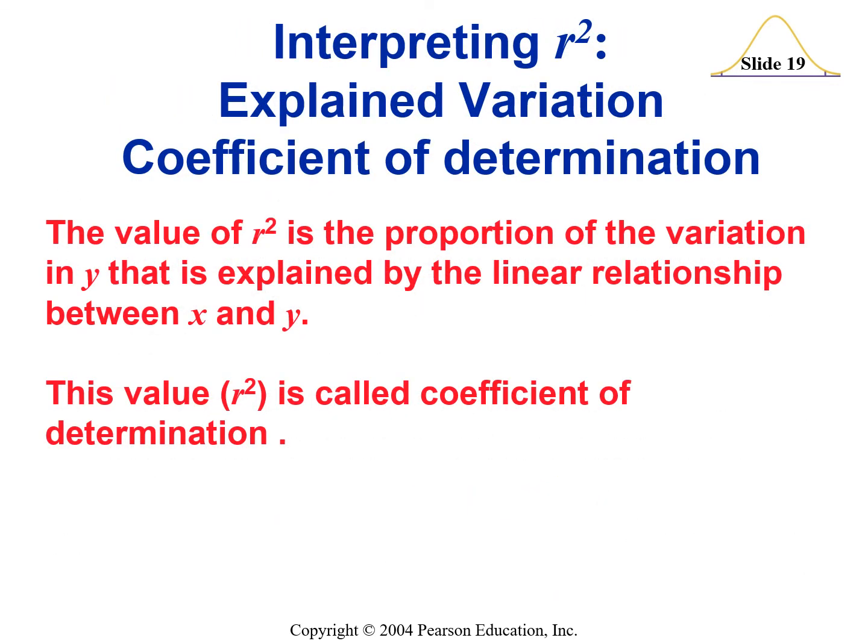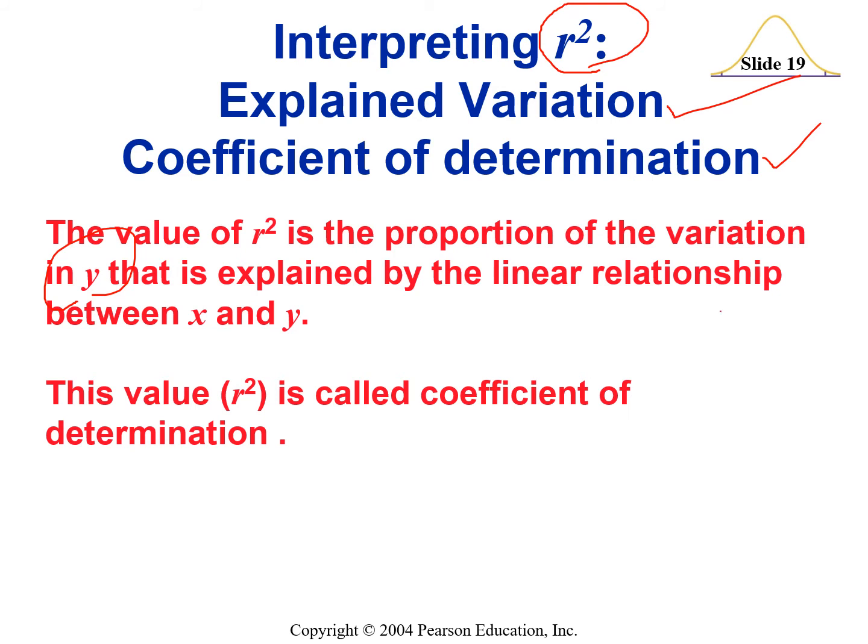Here we have R square. When squaring the value of R, we have R square. In statistics, R square is called explained variation, or coefficient of determination. The value of R square is the proportion of the variation in y, the dependent variable, that is explained by the linear relationship between x and y. Or we can say it is the proportion of the variation in y that is explained by x.